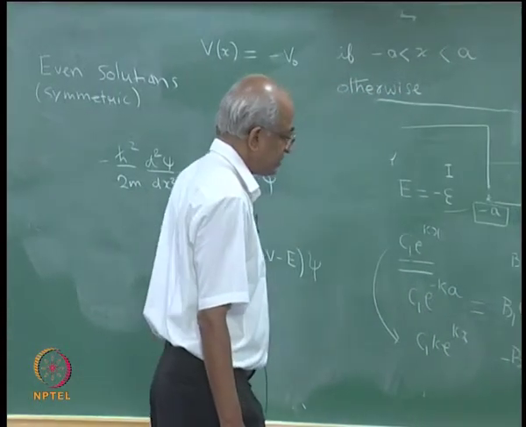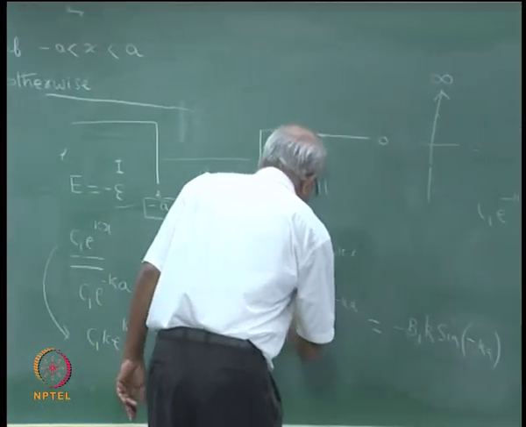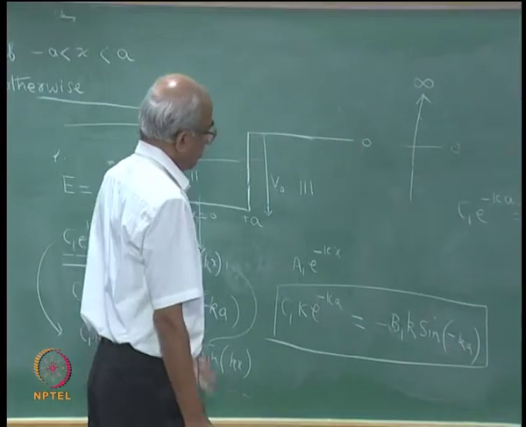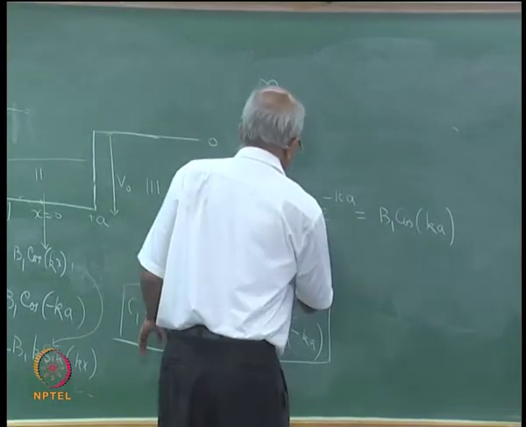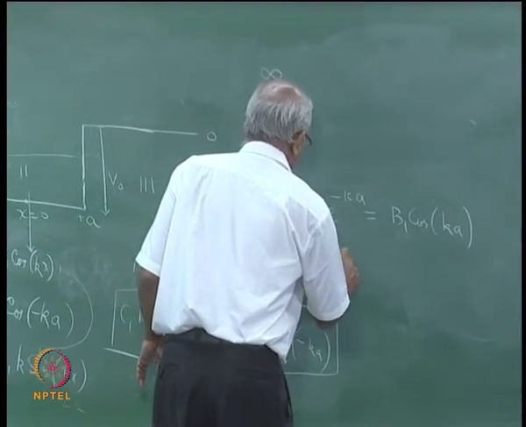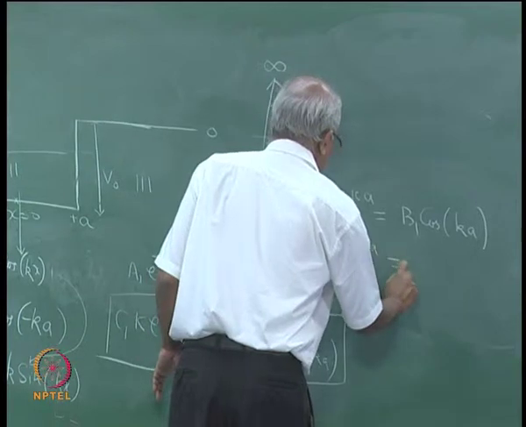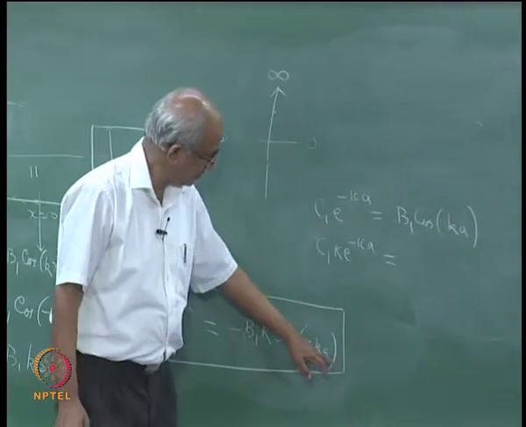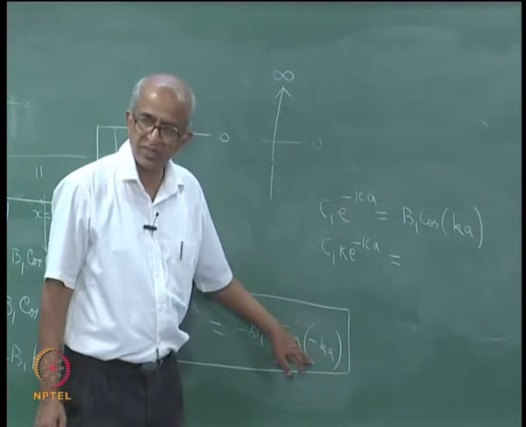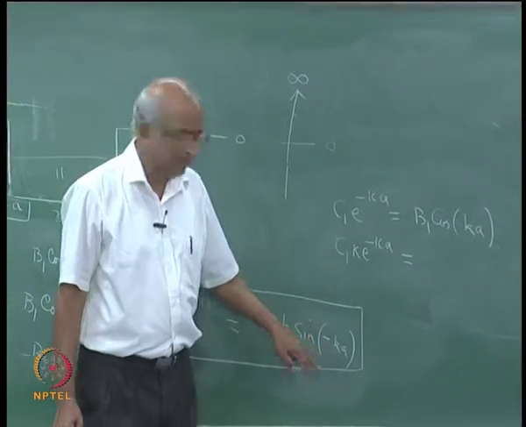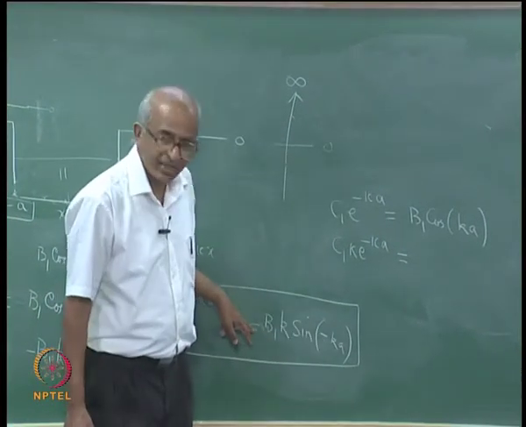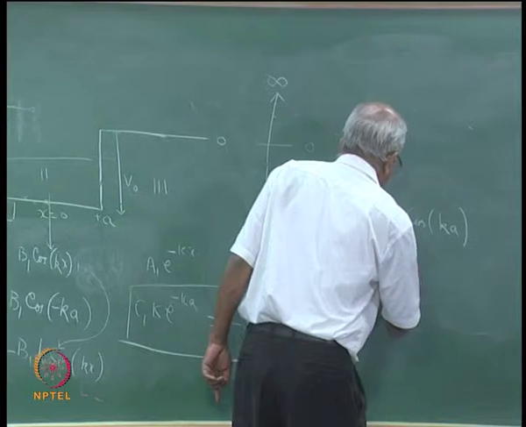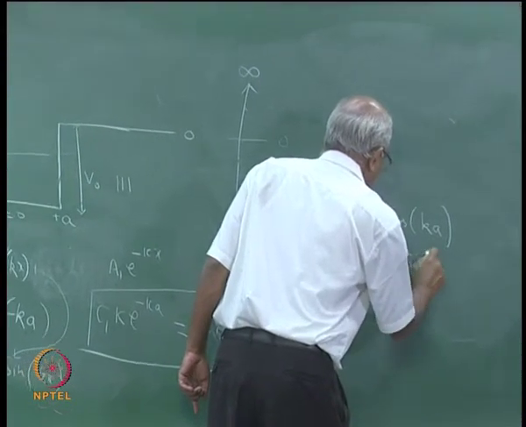What about the second equation? The second equation is written here. And how does it read? It says that C1 kappa e to the power of minus kappa a is equal to minus B1 k sin(minus Ka). But the sine function, as you know, is an odd function. So this negative sign you can take outside and cancel the negative sign which already exists, and therefore this is going to be B1 k sin Ka.